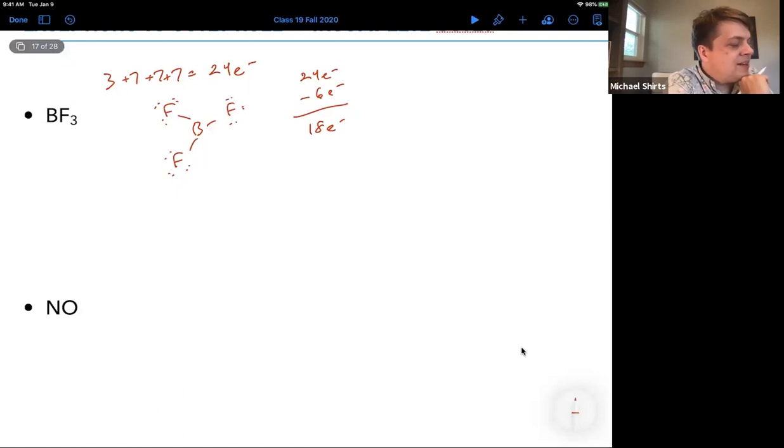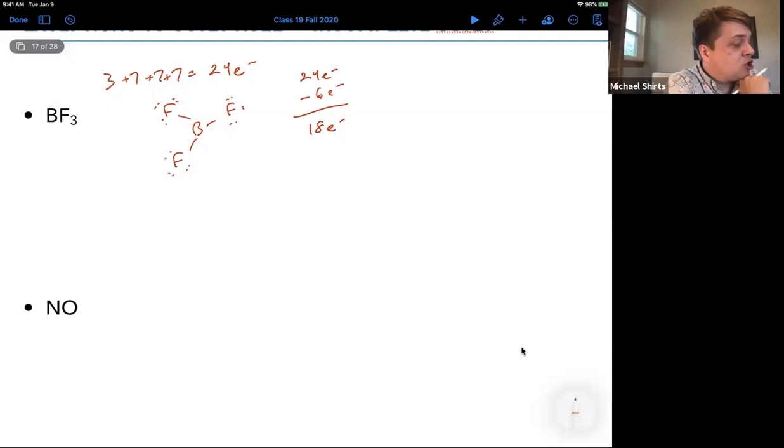Because boron is lower on the periodic table, it actually costs too much energy. It doesn't have that many valence electrons. It's a long way from the octet. It costs more energy to pull that lone pair off of fluorine and give fluorine a partial formal charge.